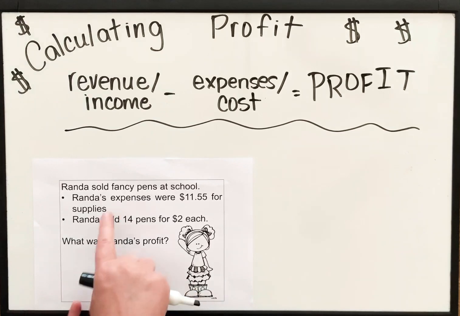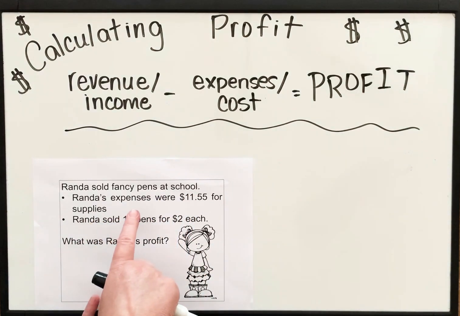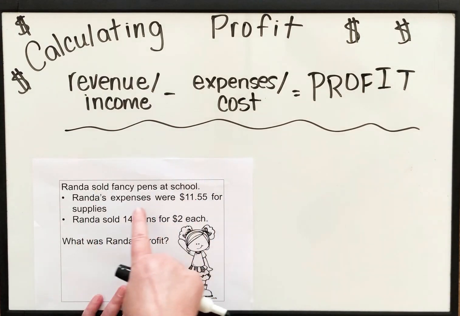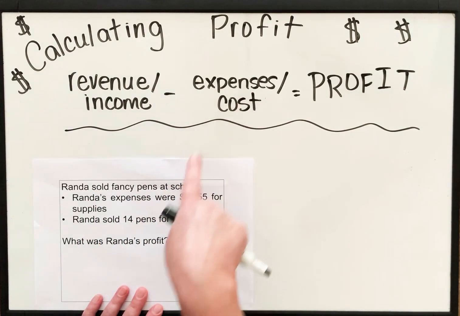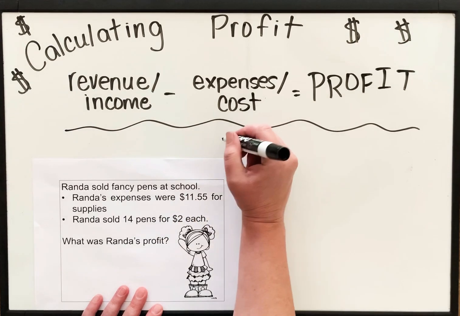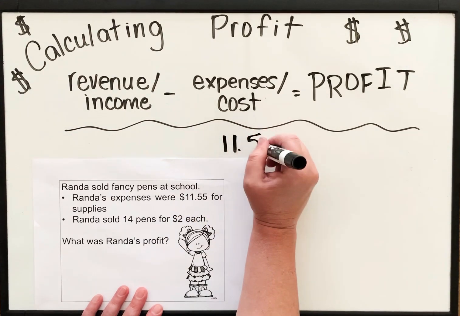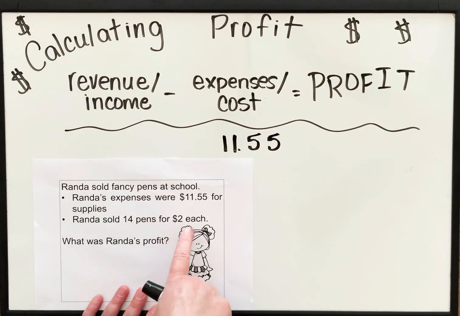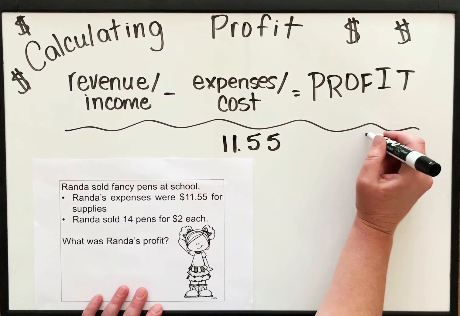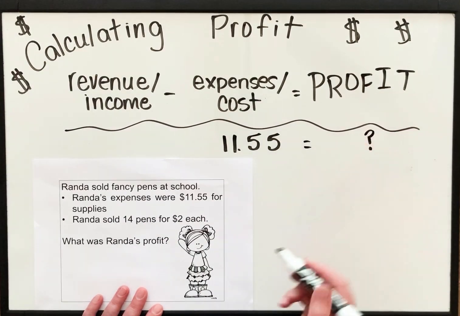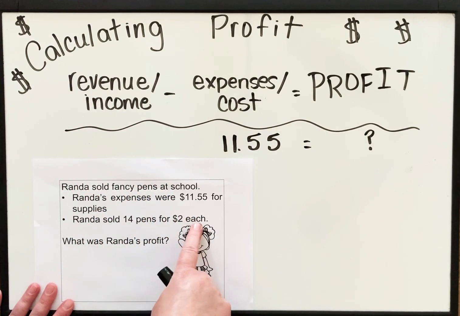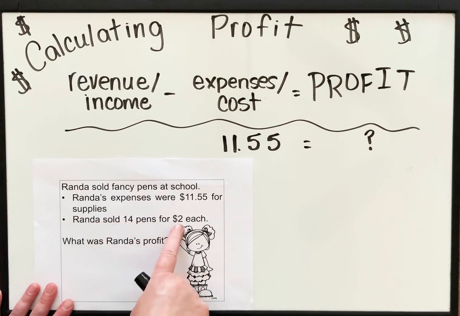Randa sold fancy pens at school. Randa's expenses were $11.55 for supplies. I already know her expense, her cost. It cost her some money before she could even make it. So I'm going to go ahead and plug that number in. She sold 14 pens for $2 each. What was Randa's profit? So our question is about profit. That means I've got to figure out her income. Well, it doesn't tell me exactly what her income was, but it gives me some clues.